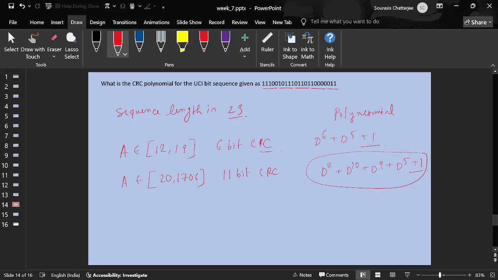And of course, if in the assignment question they ask what the CRC bits are, then you have to divide this sequence with this polynomial and use the remainder to find them. But the polynomial you are supposed to use for this particular sequence of length 23 is this. If the bit sequence length is less than or equal to 19, then we are supposed to use this generator polynomial, which outputs a 6-bit CRC.